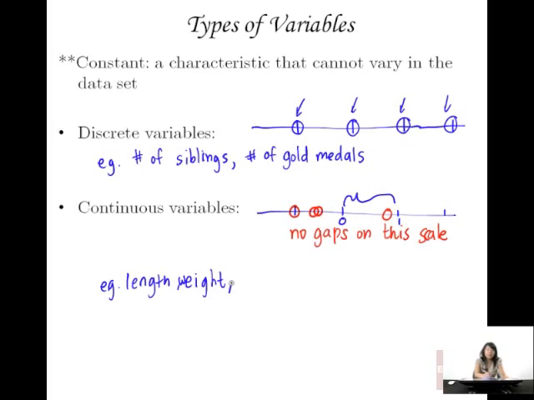Other possibilities are more abstract. Things like anxiety level or knowledge of history. Somebody could be right here in terms of anxiety level, but someone else could be very close, just a smidge less anxious than them. So these are thought of as continuous variables because any value is actually possible.